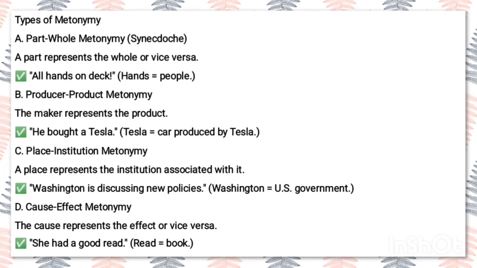Next one, place-institution metonymy. A place can be used to represent the institution associated with it. For example, Washington is discussing new policy. Washington here refers to the USA government, not the city itself.